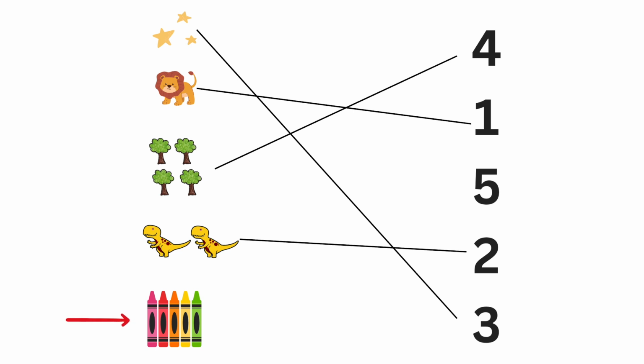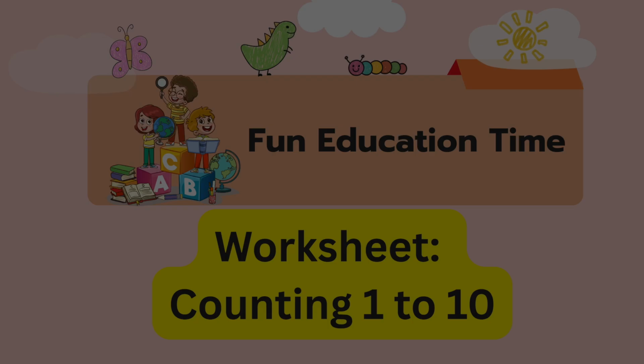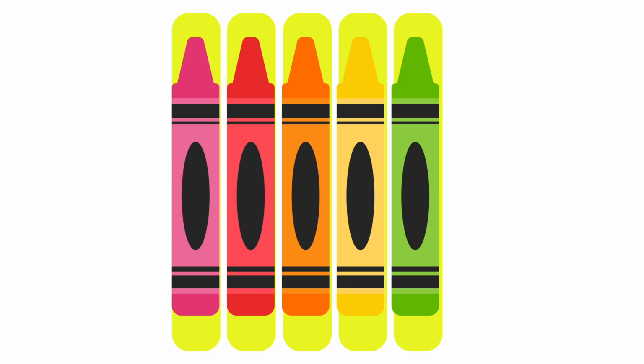How many crayons do you see? Let's count together. 1, 2, 3, 4, 5. You are doing great. I see 5 crayons.